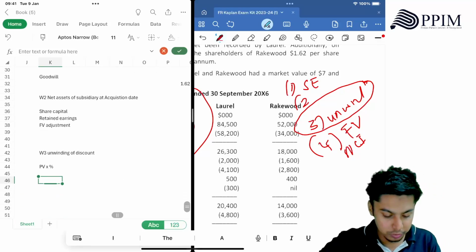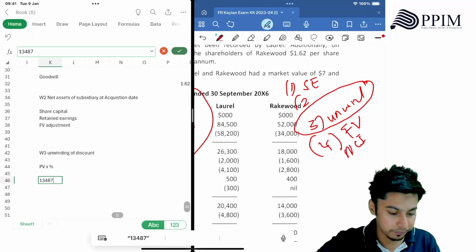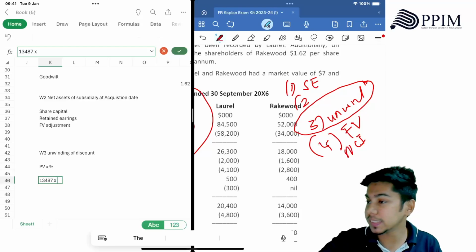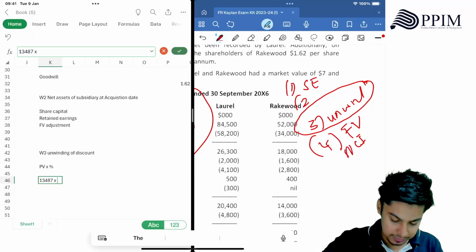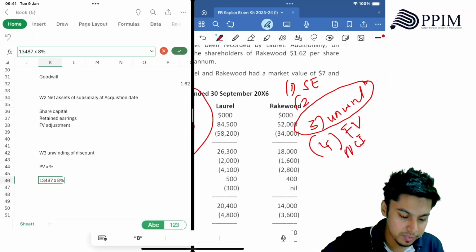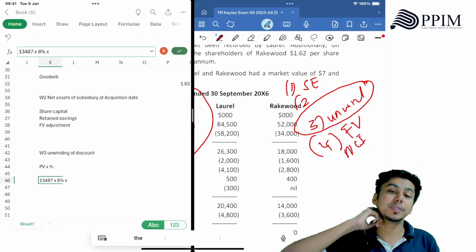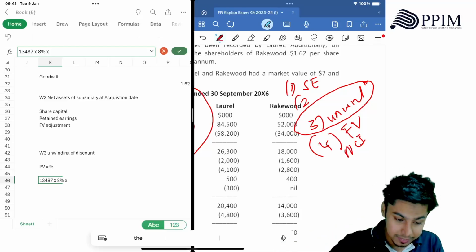13,487. Start marking, guys, over here. 13,487 into percentage, guys. What's the percentage? 8. Put 8. But guys, listen, don't make a mistake. Listen, how many months subsidiary? These are 9 months subsidiary.